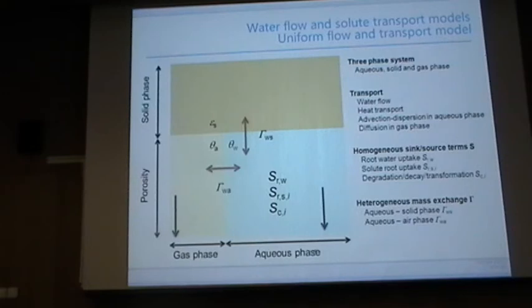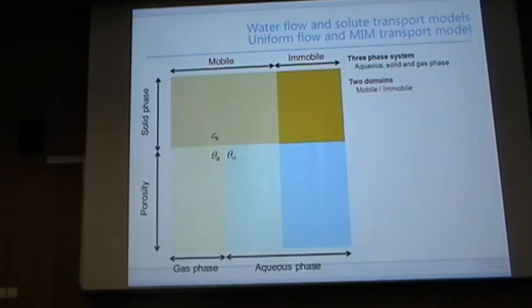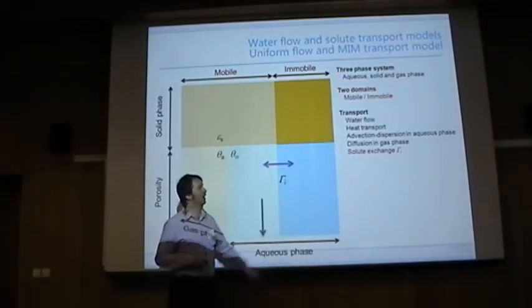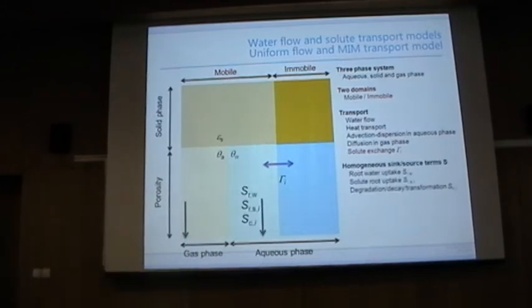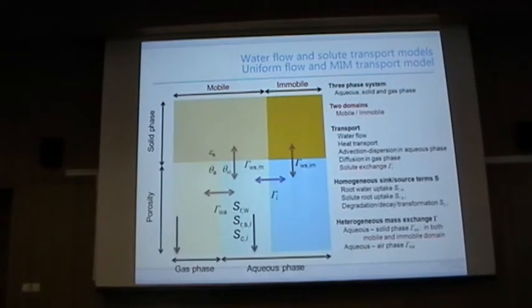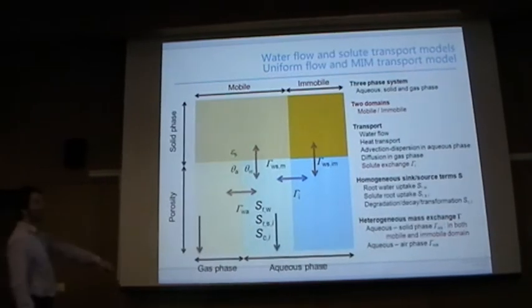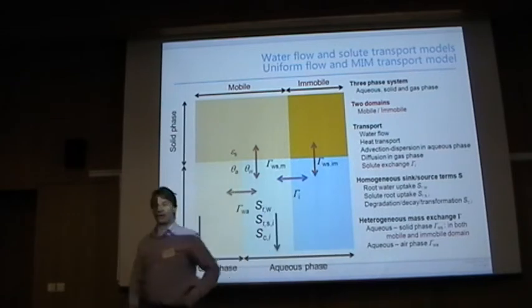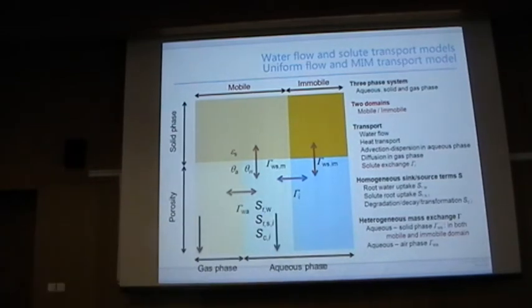Because Hydrus is so advanced in water flow and solute transport modeling, within the same system we have also the physical non-equilibrium model included. The water phase and the solid phase we can divide in a mobile and an immobile domain. Basically, there is one additional physical exchange process between the mobile and the immobile region, and then basically all other processes are the same, except we have also mass exchange reactions between the immobile water and the solid phase in contact with the immobile water.